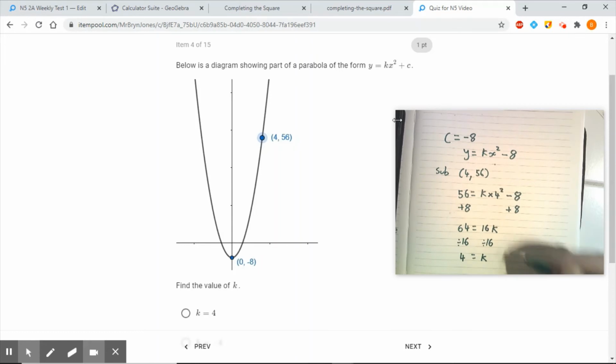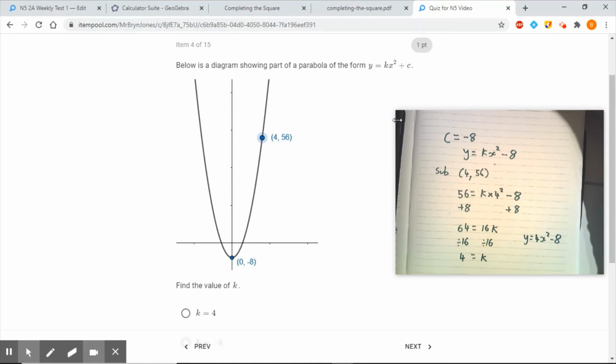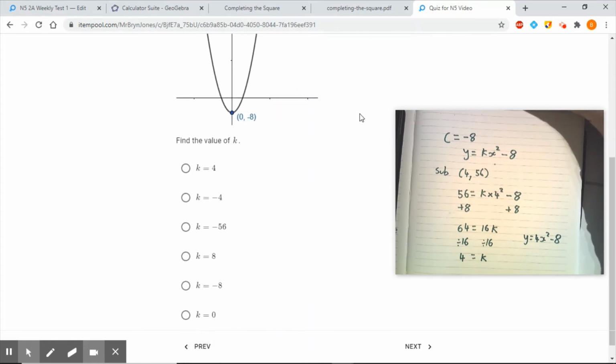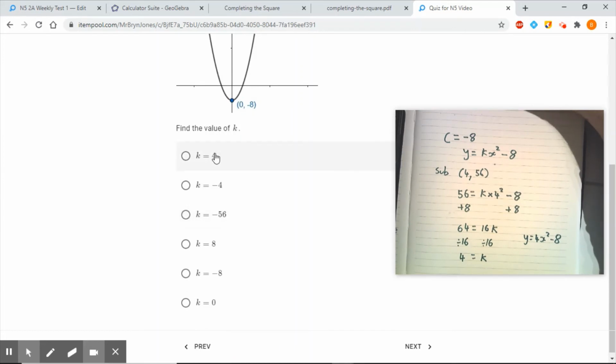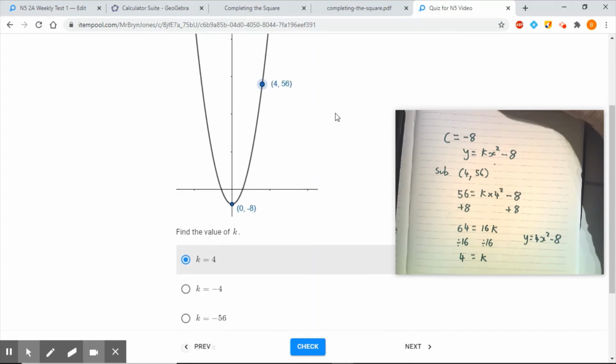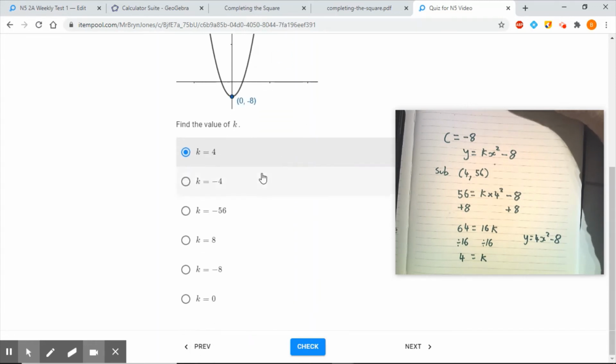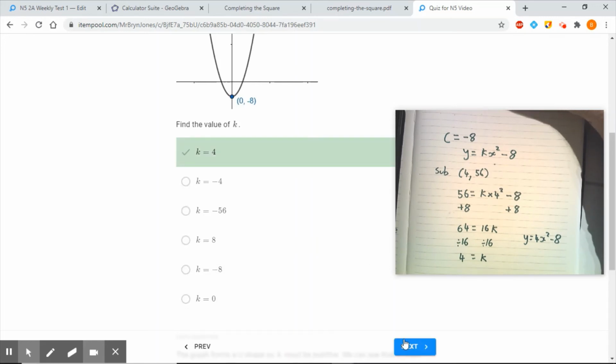Our full equation would be y is equal to 4x squared minus 8. That is the equation of this line. Now, in this particular question, we're only asked to state the value of k, so our answer is 4. It's always a good sign when your answer is one of the ones there to select. There are a few red herrings here that we're not going to worry about. You can see we've got that question correct.